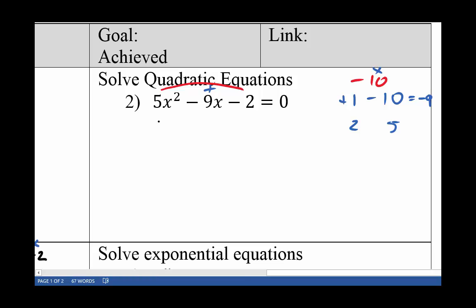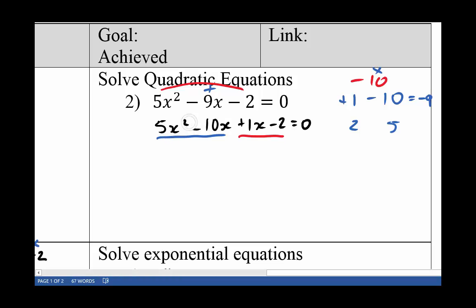Therefore I can replace the 5x squared stays the same. I can replace this negative 9x with these two numbers with x's on them. So I'll put the negative 10 first. Doesn't matter. 10x plus 1x minus 2 equals 0. 5x squared minus 10x plus 1x. Now I'm going to factorise these two, and I'm going to factorise these two. And I'm just going to leave that minus 0 the same at the moment.